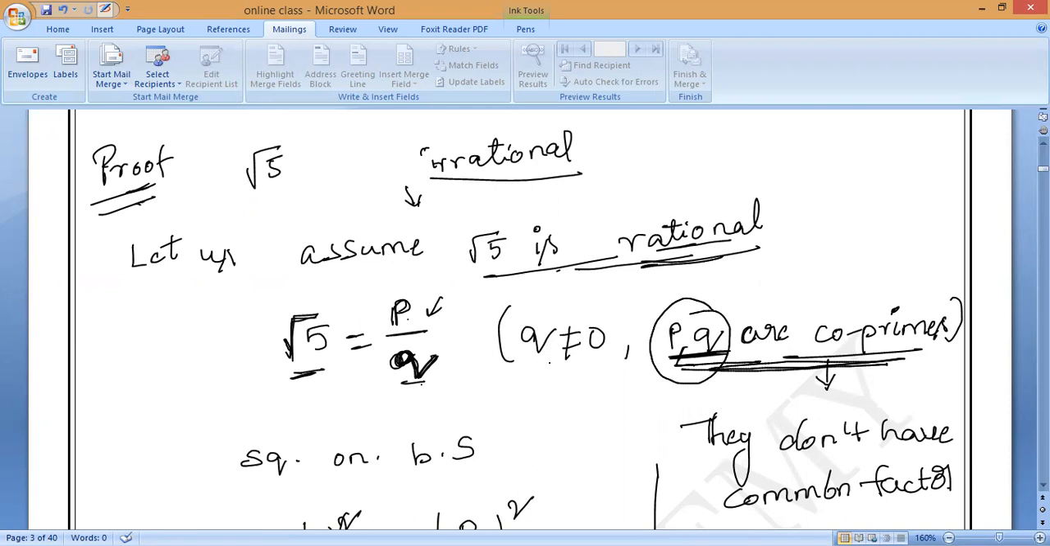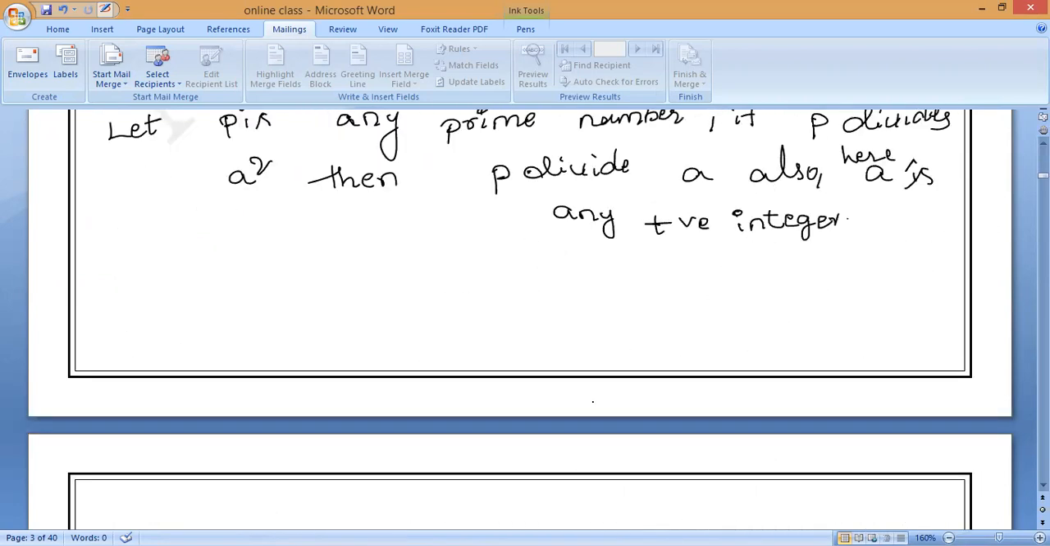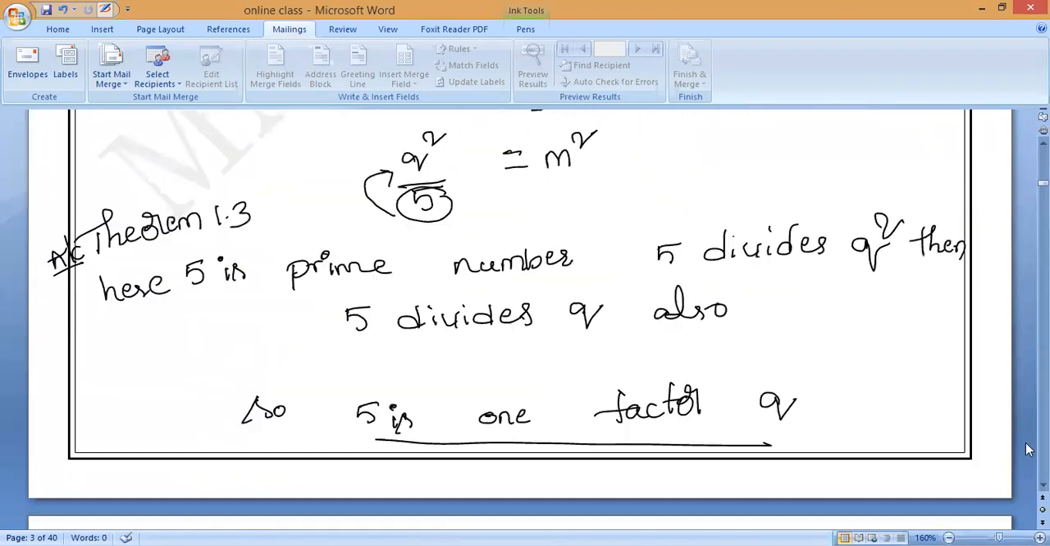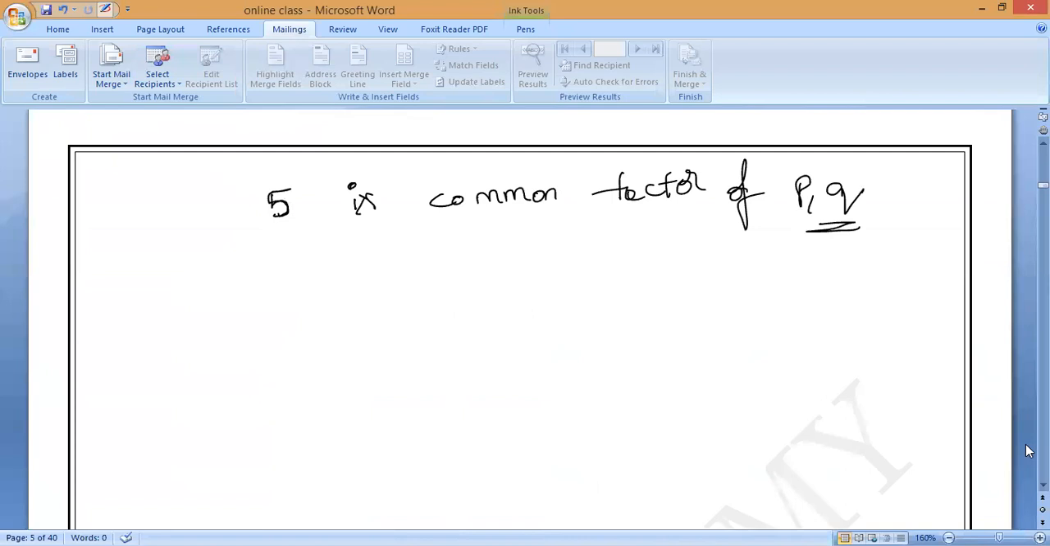So our assumption is wrong or right? Wrong, ma'am. So root 5 is a rational or irrational number? Irrational, ma'am. Our assumption is wrong, so root 5 is an irrational number. Padmavasini, do you understand? Yes, sir.